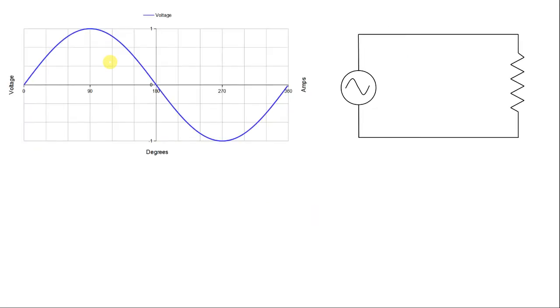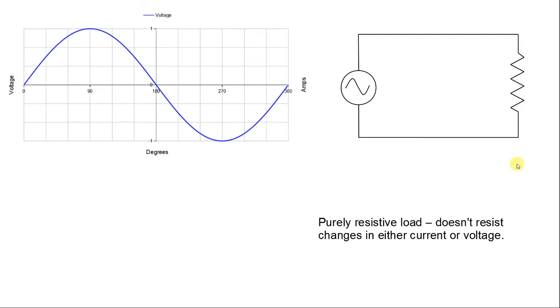So to start off, what I've created here in the upper right-hand corner is a simple AC circuit that has a purely resistive load. And the reason why I chose to start here is a purely resistive load does not resist changes in either current or voltage. Now, that statement may be a little confusing. I think it'll make a little more sense once we look at inductive loads and capacitive loads. But the best way to actually show that is here on the graph.